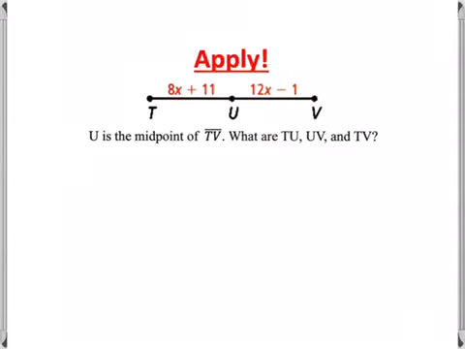Here we have an example that's almost identical. They're telling us that U is the midpoint of TV, so it's creating a congruent segment here and here. So that means these 2 should be equal to one another. In order to solve this, we have to recognize that TU equals UV. So go ahead and solve this like we did the previous problem. Once you know what x is, plug it back in to find the lengths of TU, UV, and TV. When you're ready to see the answer, unpause the video and check your work.